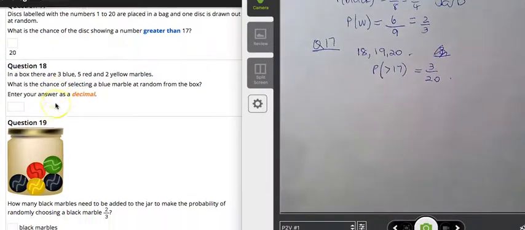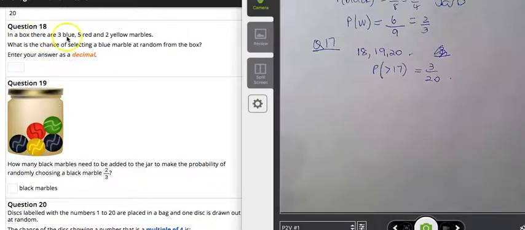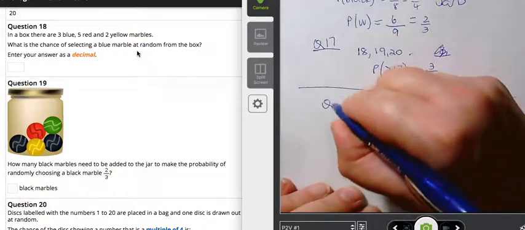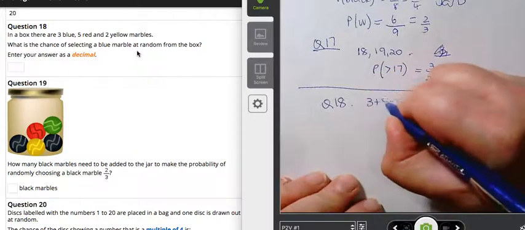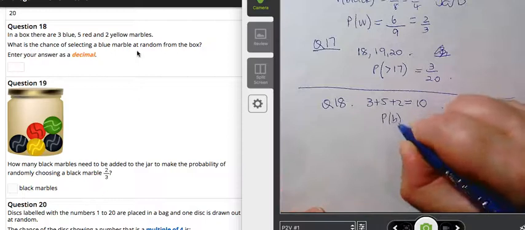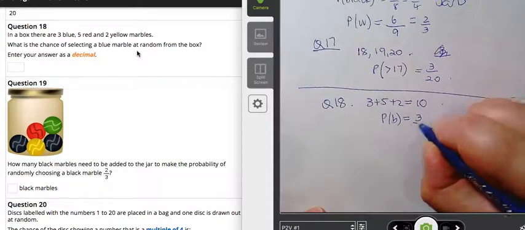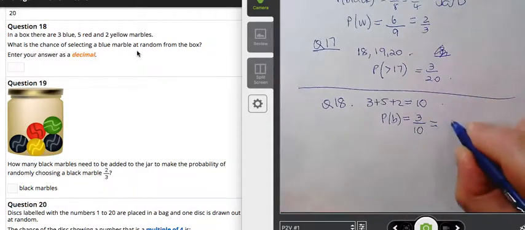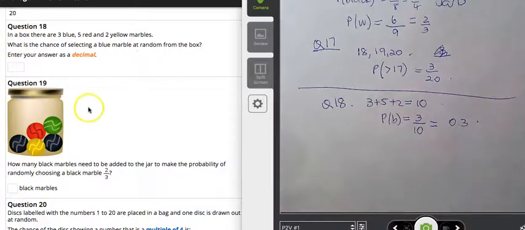Question 18, in a box there are 3 blue, 5 red and 2 yellow marbles. Probability of selecting a blue at random, again just totaling those up. Most of you got this right. So 3 plus 5 plus 2, we have 10 marbles. We've got 3 blues, so probability of blue is 3/10, and as a decimal, that's 0.3.